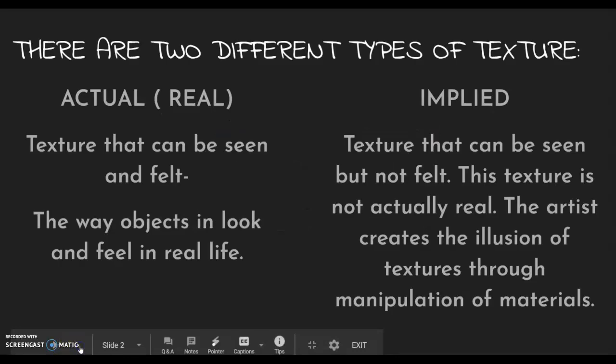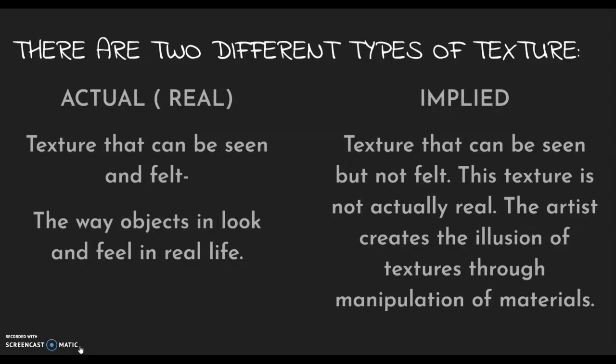There are two different types of textures. Actual texture, which is real texture. This would be real life texture, texture that can be seen and felt, the way objects look in real life. Now, we can also say that alligators have a texture, animals with fur have a texture, and also fruit has a texture. Our skins have a texture. All of these things are real objects in real life.